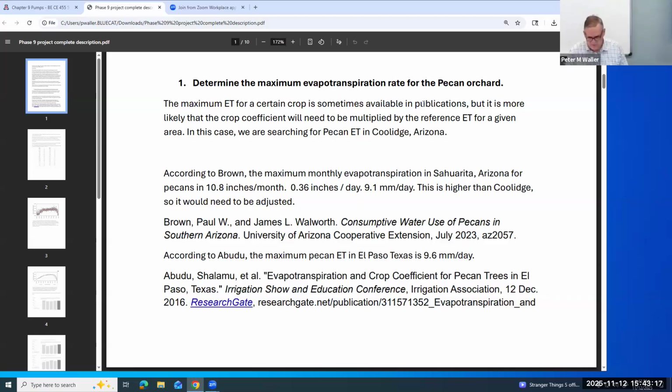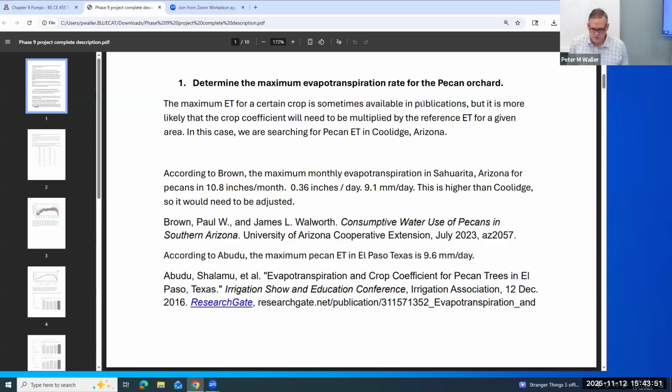So we had a researcher here, researcher and manager of the AZMET website. He's now gone. Paul Brown. He's now not at the university, I should say. And so he did a study of pecans in Sahuarita, Arizona, which is not where we are. We're in Coolidge, Arizona. At least that's where we're trying to put our system. And so the maximum monthly evapotranspiration rate for pecans was 10.8 inches per month.